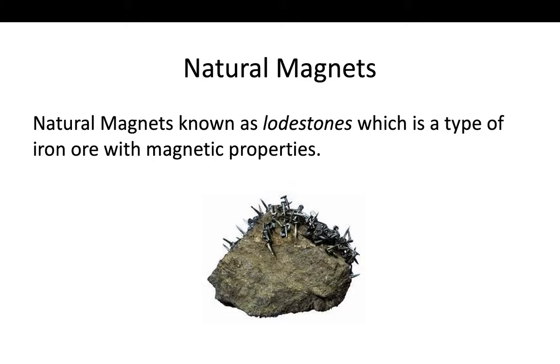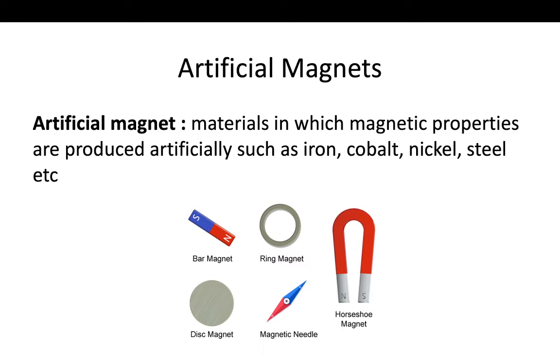As in the history of magnets, we studied that a person found a stone that was attracting other stones or iron toward itself. So that was the pure or natural magnet stone. Any type of stone that is attracting or repelling other stones or iron or materials is called a natural magnet. What are the artificial magnets?